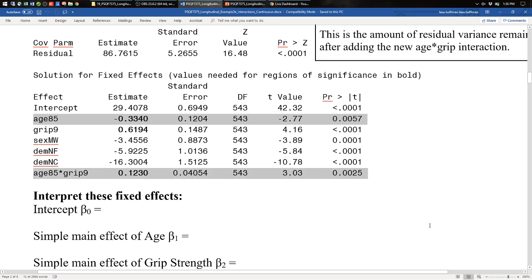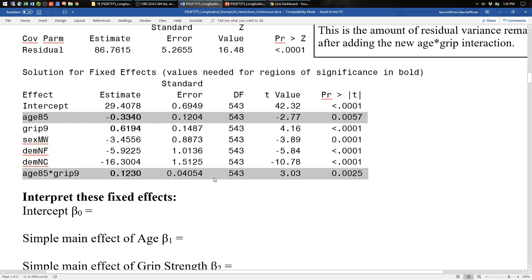According to the interaction term, what happens to this age effect, you highlight that row and the interaction term, as grip strength increases? Which pattern is this? Less negative. So for every pound of grip strength, this coefficient for age becomes less negative by 0.12 per pound of grip.